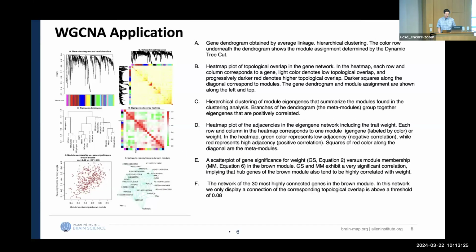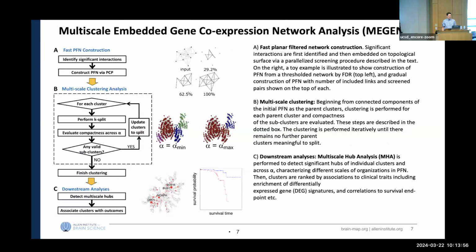So here's an example of a GCNA application, and these are the major steps in it. You're forming a dendrogram using hierarchical clustering, and there's what they call a dynamic cutting algorithm to cut the tree at various levels. And then you end up getting these different modules, and the modules can be interpreted.